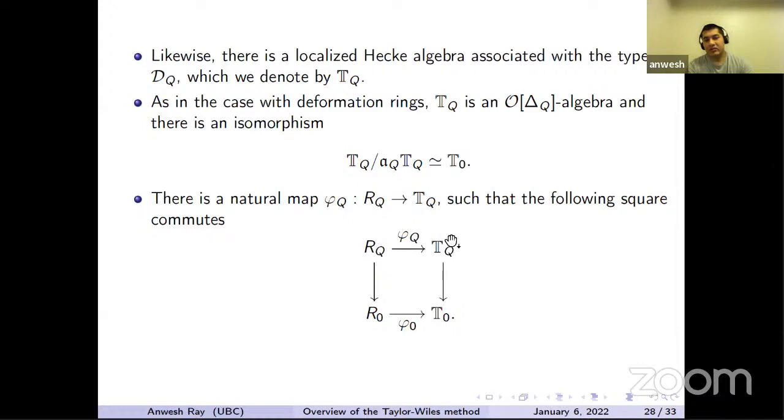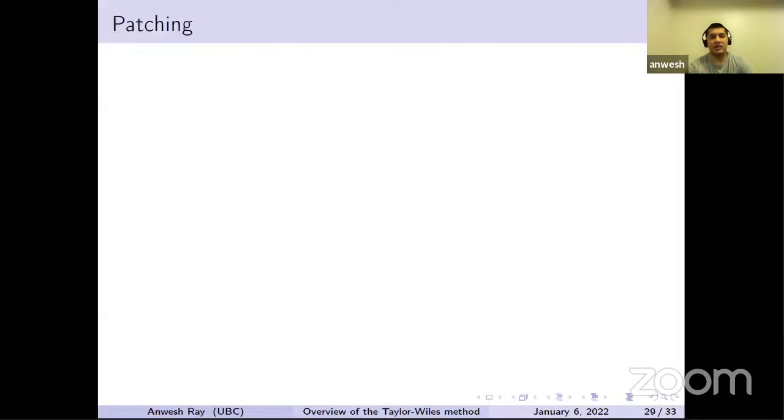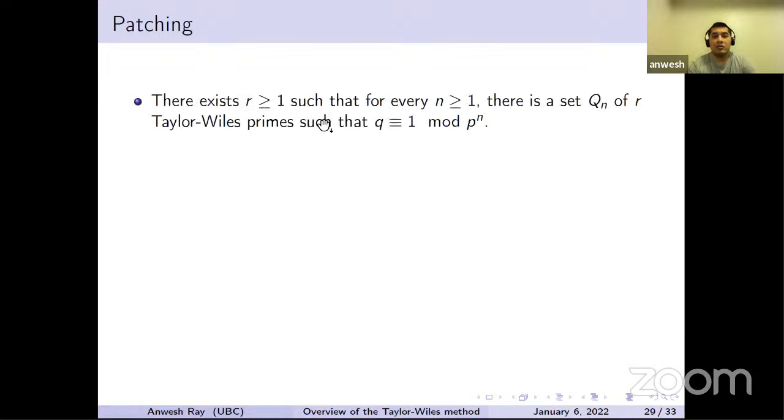And the idea is to try and show that these maps, phi sub Q, are isomorphisms, as we pass through some kind of inverse limit. So this is where Taylor-Wiles comes in. Here's the first statement, which is a statement which has a lot of content to it. This can be proved using some Galois cohomological arguments.